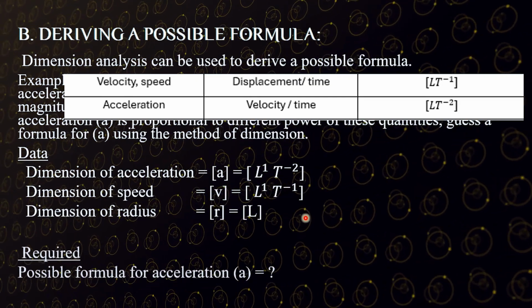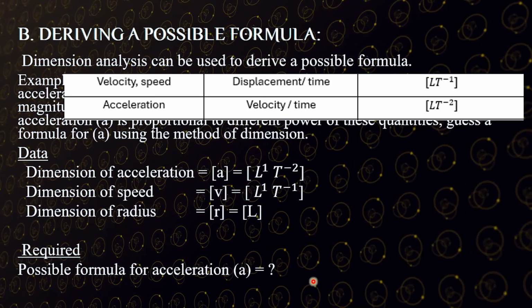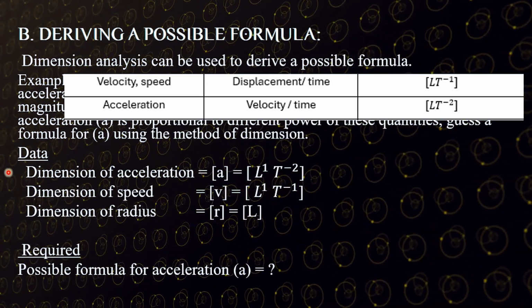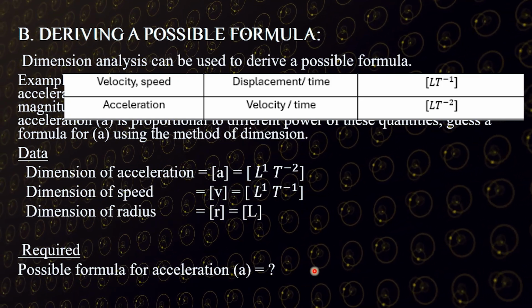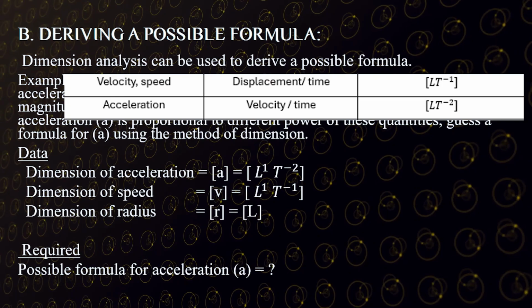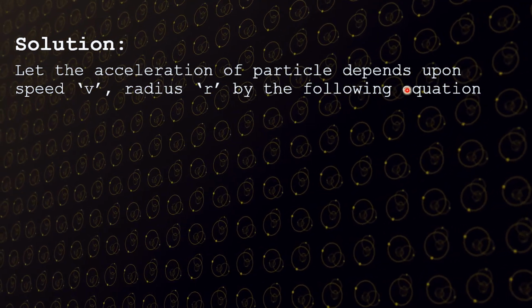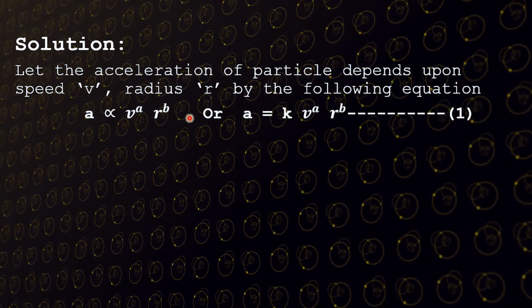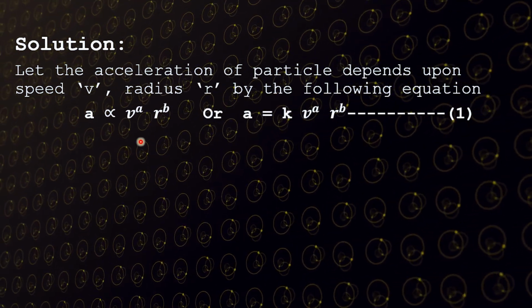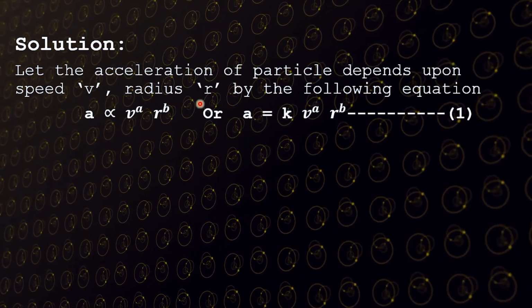Okay, now what is the requirement? We have to derive a possible formula for acceleration. Now, the first heading is data, then second is requirement. Now how are we going to solve this formula? Let the acceleration of the particle depend on the speed v and the radius r, which is already given in the question. What you are going to do, you will write that the acceleration is directly proportional to both the quantities, and you will provide powers a and b.